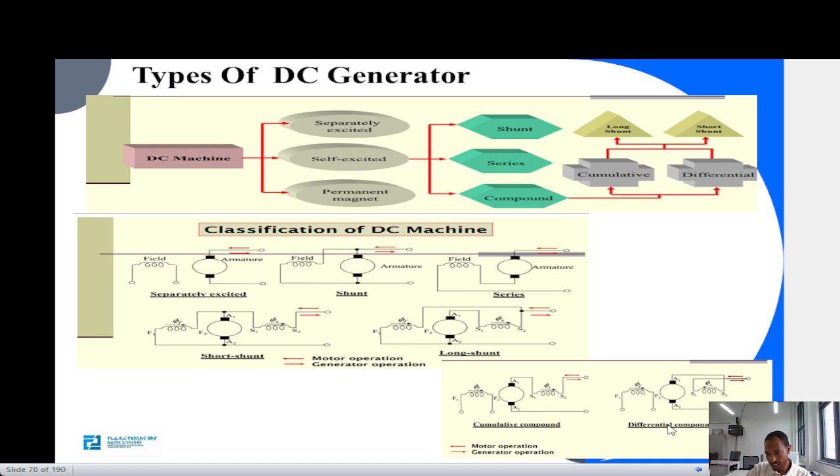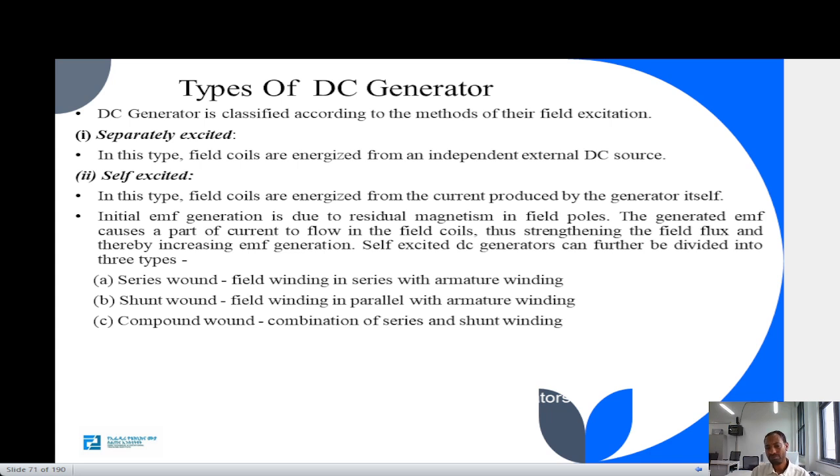And the differential and cumulative compound connections are here. I think you can understand from the connection itself. And from the direction of the arrow, I think you will understand the difference between generator and motor now. If the current is flowing outside, it is a generator. If it is flowing inside, it is a motor, from the principle of energy flow. So this is the way we can classify DC generators. We'll see them in detail one by one.